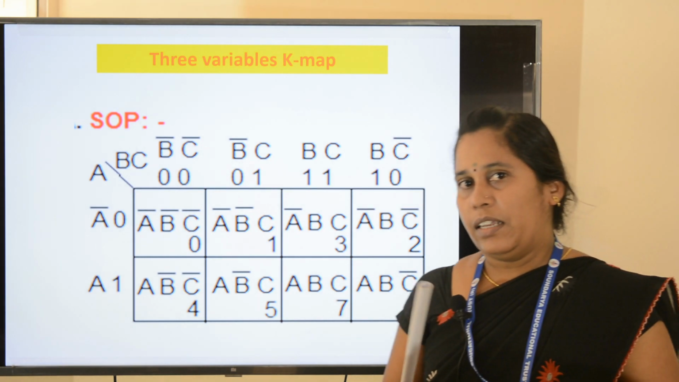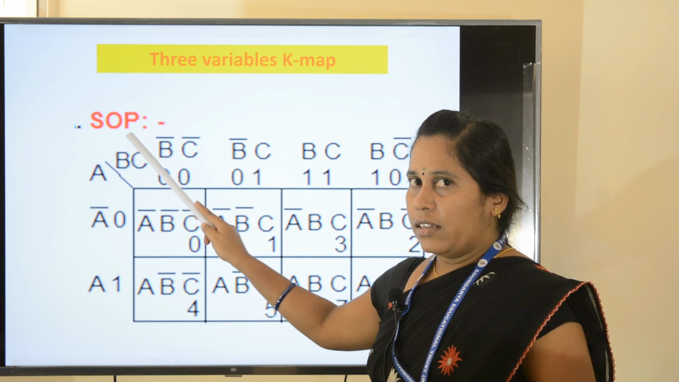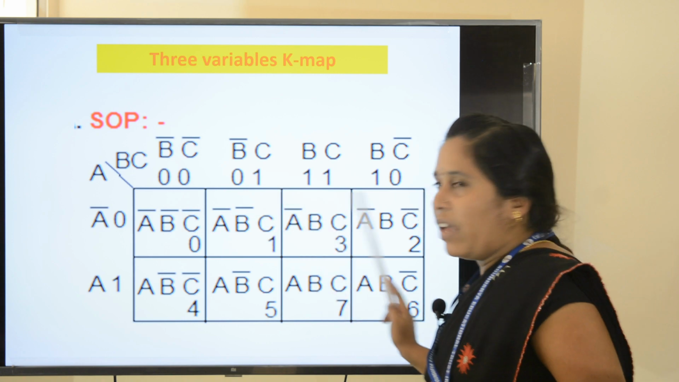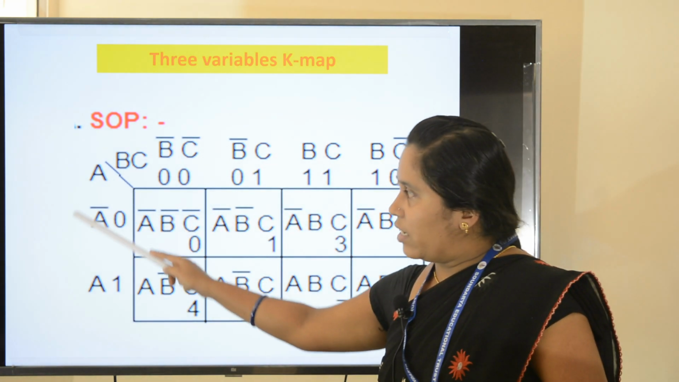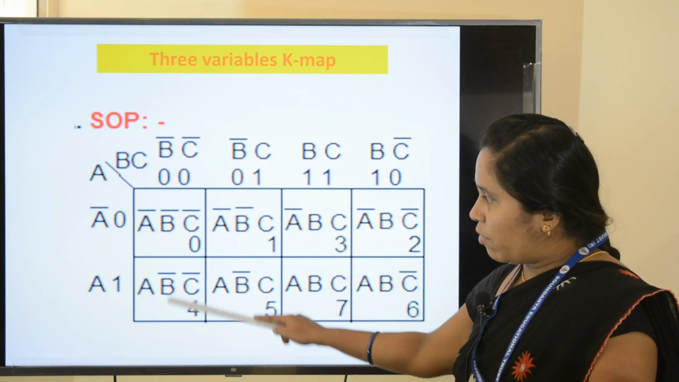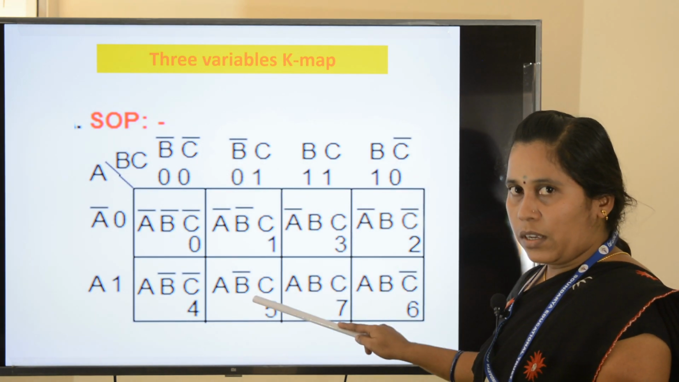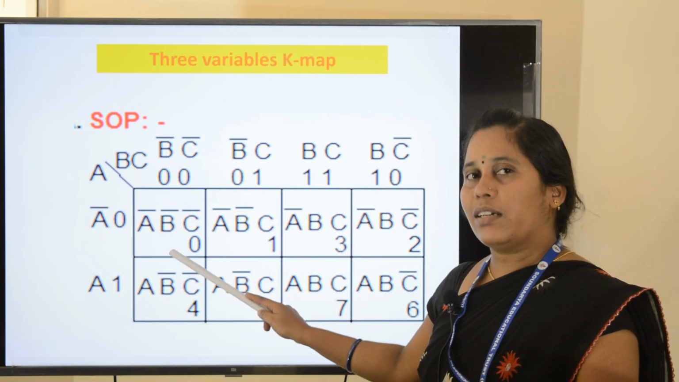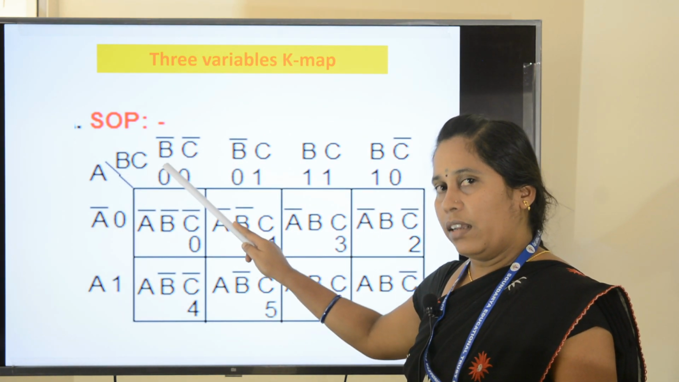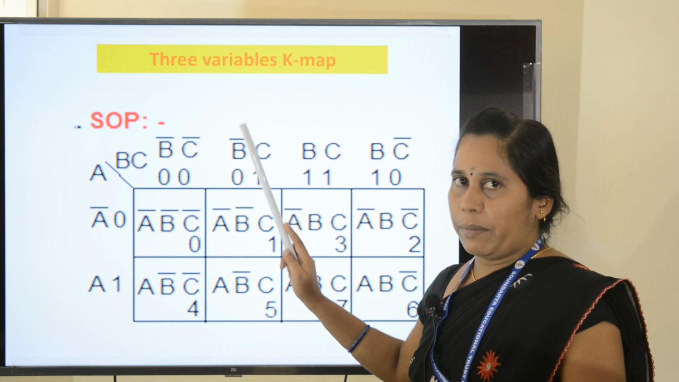For a three variable K-map, we need three variables. The variables are A, B, C. You can take any variables from A to Z. Here we have two rows: one is A bar, the second row is A. There are four columns. The first column is represented by B bar, C bar. If the variable is 0, take the complemented form, B bar. If it is 1, take the uncomplemented form.